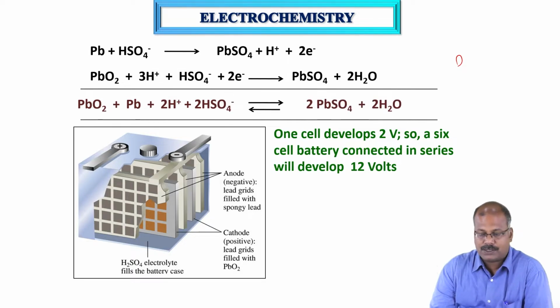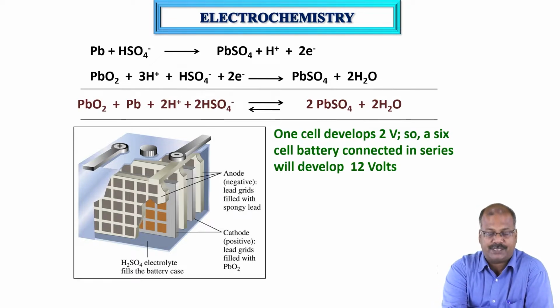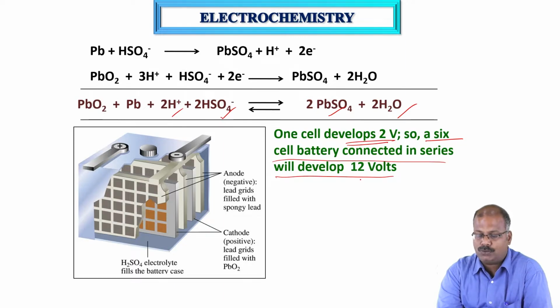Okay. So we have seen this. So this is the overall reaction: lead dioxide plus lead plus 2H+ plus 2HSO4- gives 2 lead sulfate plus 2H2O. If one cell develops 2 volts, normally a battery has 6 or 12 cells connected in series, which will develop 6 into 2, 12 volts.